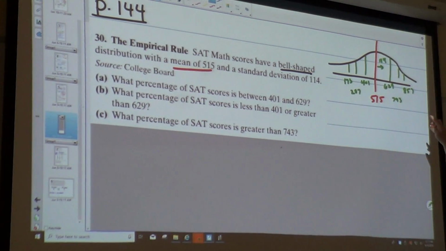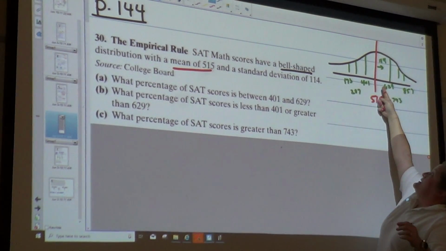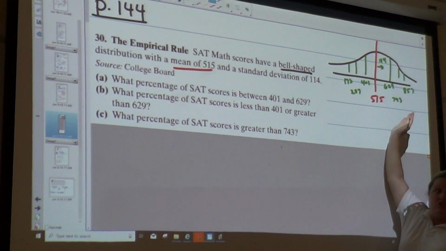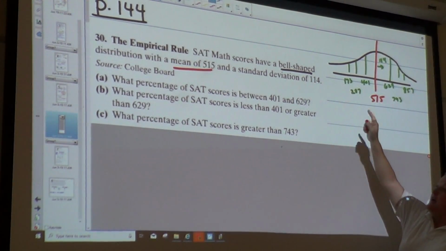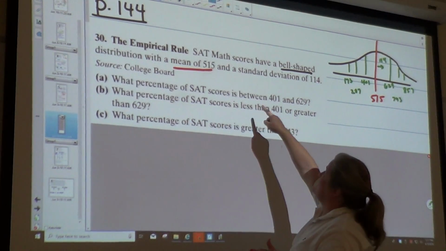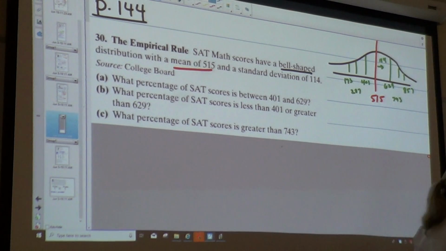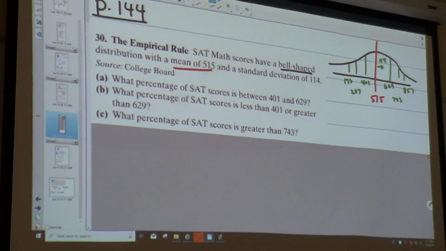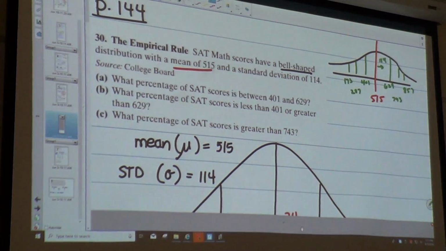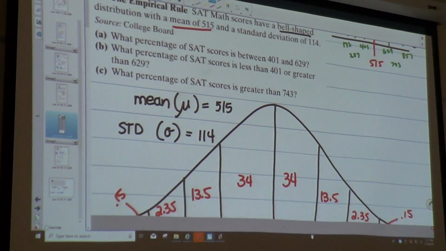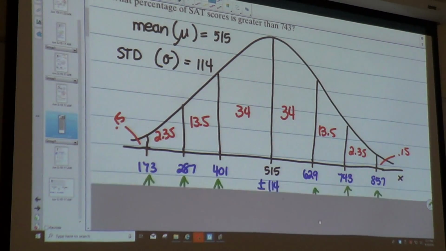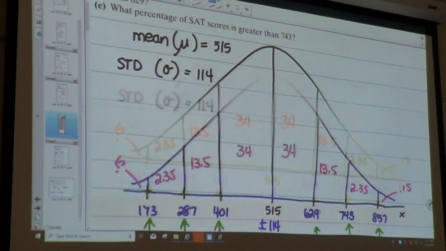Now, if you want to memorize those little numbers and put in, what percentage was this? 34%, and you want to put in those percentages, you're good to put in those percentages. Now, my first question says, what percent is between 401 and 629? I just drew a bigger picture right here. I put the numbers in for those of you who want to use the numbers. I personally don't use the numbers, but some of you may need to use the numbers.